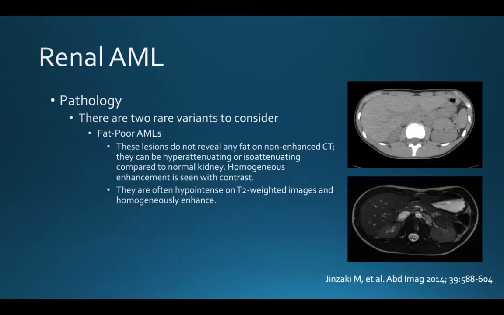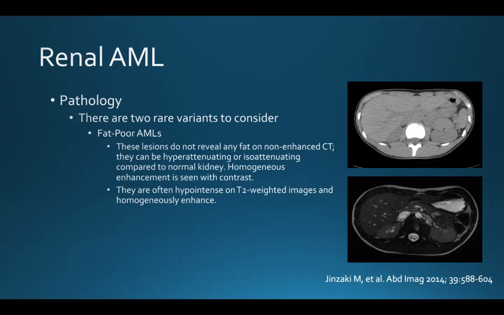So fat-poor AMLs are one of two variants to consider. These lesions don't reveal any fat on non-enhanced CT. They can be hyperattenuating or isoattenuating compared to normal kidney. And homogeneous enhancement is usually seen when contrast is administered.